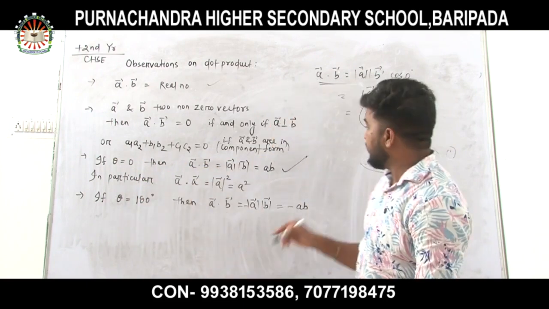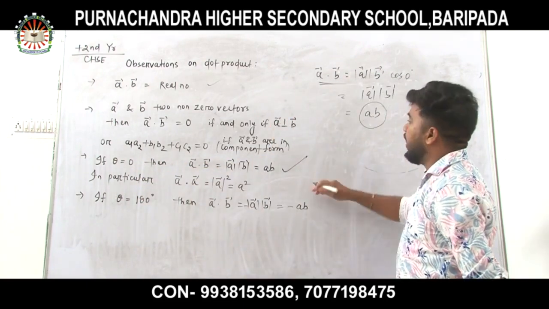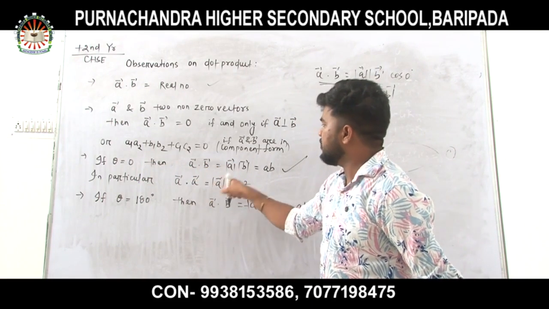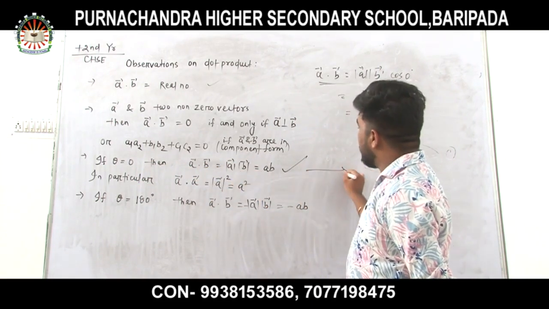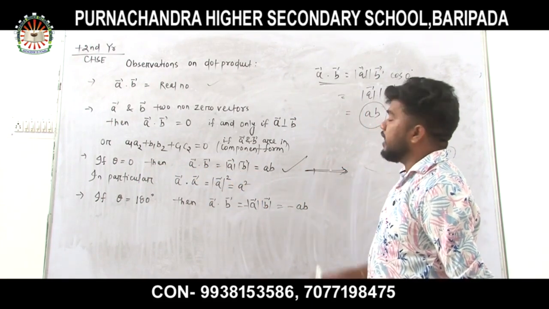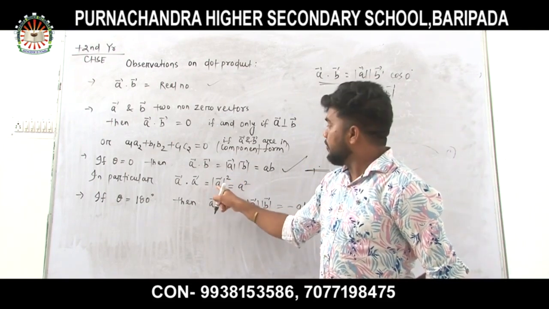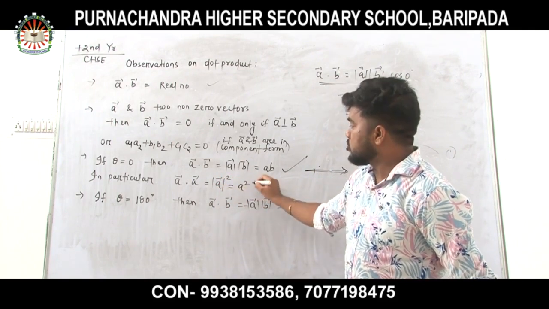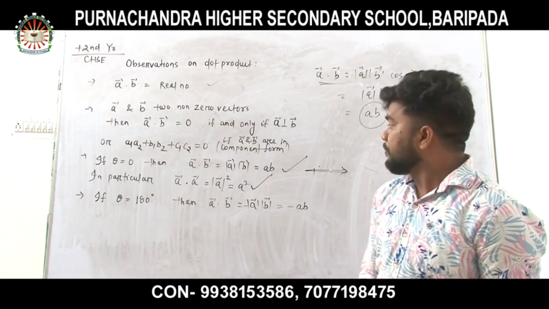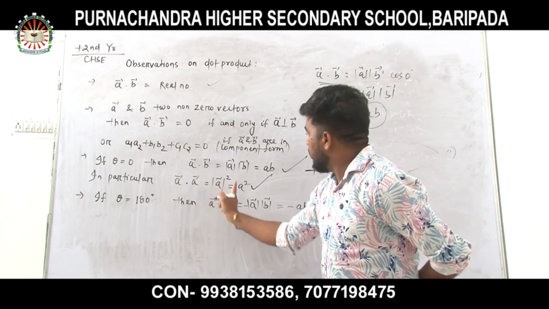In particular, take A dot A. That means vector A and vector A, and the angle between them is 0 degrees. So it is magnitude of A squared, that is A square.